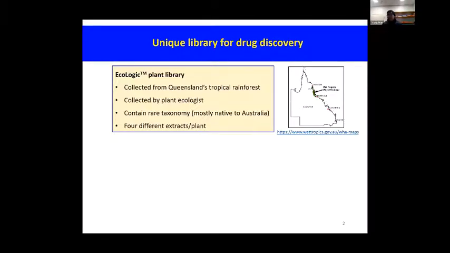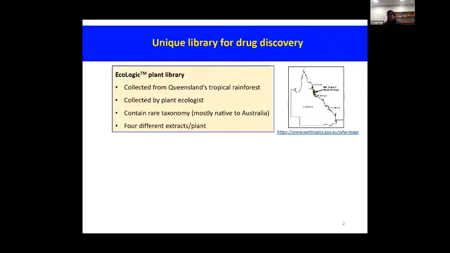The samples were collected by plant ecologists. The library contains rare taxonomy, and mostly the plants are native to Australia. To increase the chemical diversity of the library and also reduce interference when we do the assays, we extract the plant library and split it into 4 different extracts with different polarity. In that way, we expand the diversity of the library as well, trying to collect all the metabolites in the samples.